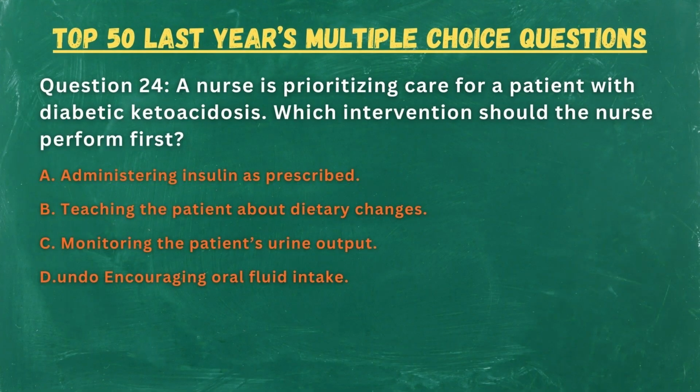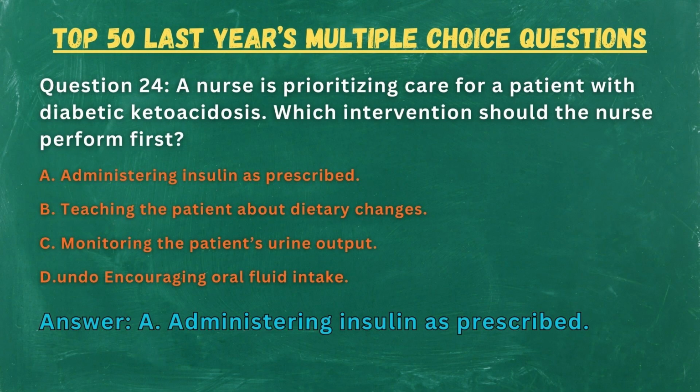Question 24. A nurse is prioritizing care for a patient with diabetic ketoacidosis. Which intervention should the nurse perform first? A. Administering insulin as prescribed. B. Teaching the patient about dietary changes. C. Monitoring the patient's urine output. D. Encouraging oral fluid intake. Answer: A. Administering insulin as prescribed.